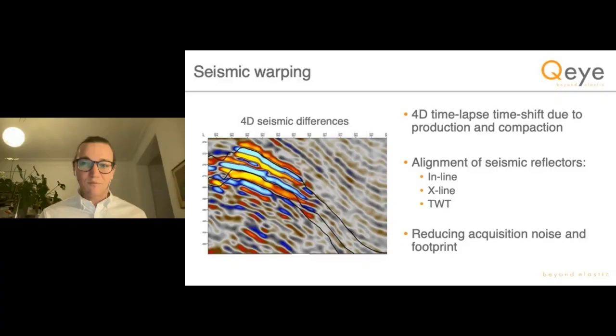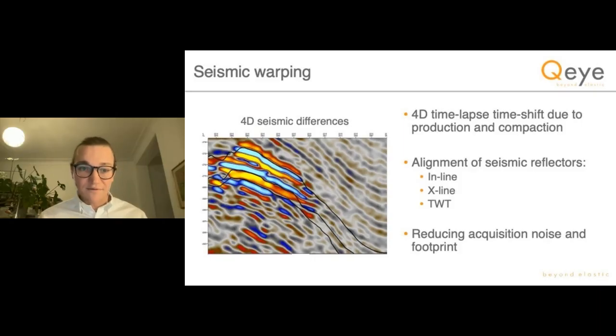So to begin with, one key step for any time-lapse study that I'm going to demonstrate briefly with these next few slides is seismic warping or alignment. So what happens between different vintages of seismic data is that as we have production effects which change the elastic properties of the rock, this causes changes in the velocities that the seismic data actually observes. And as a result of that, we actually have observable changes in travel time between baseline and monitor surveys.